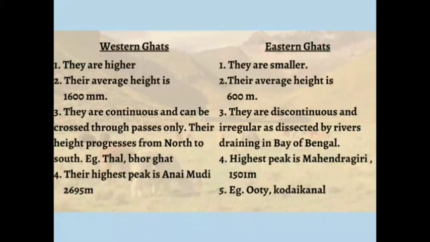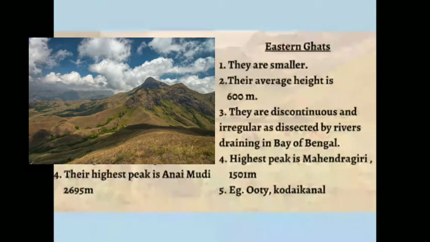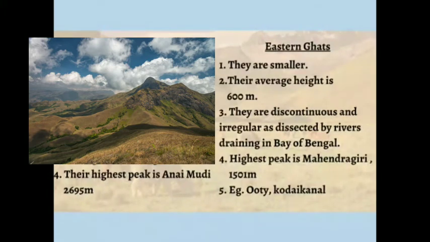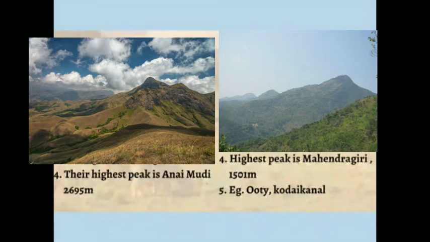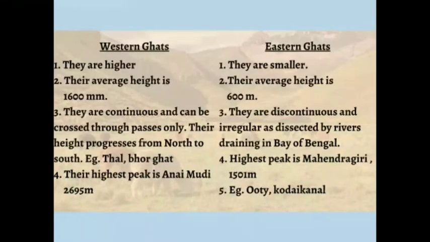The highest peak of Western Ghat is Anaimudi, 2695 meters, and the highest peak of Eastern Ghat is Mahendragiri, and the height is 1501 meters. Examples of Eastern Ghats are the famous hill stations Ooty and Kodaikanal. So this is the major difference between Western Ghat and Eastern Ghat, and that's all about the Peninsular Plateau.